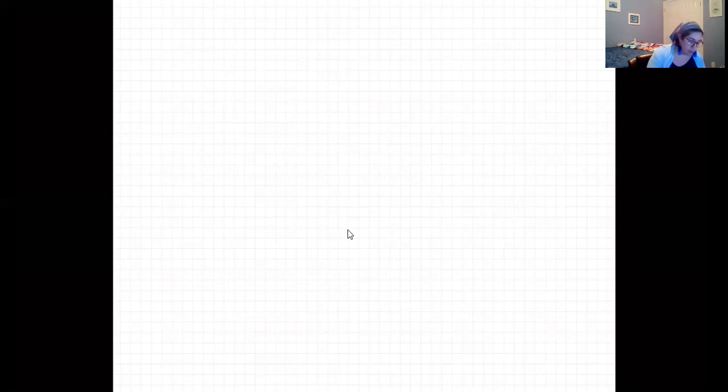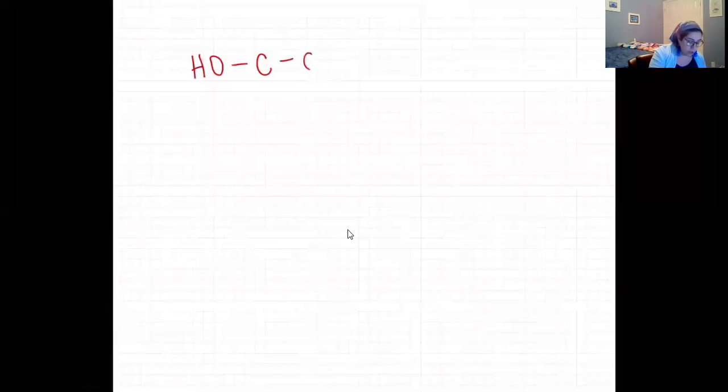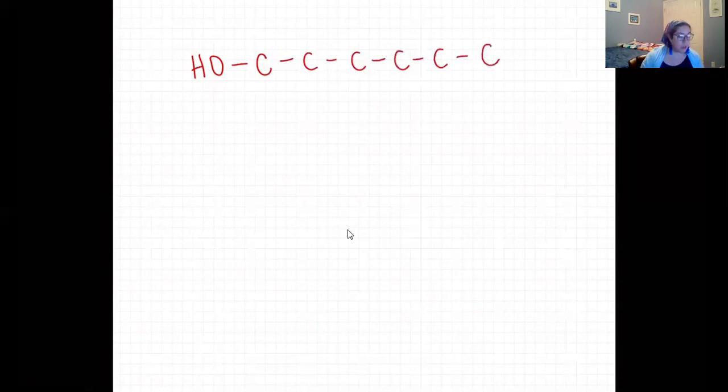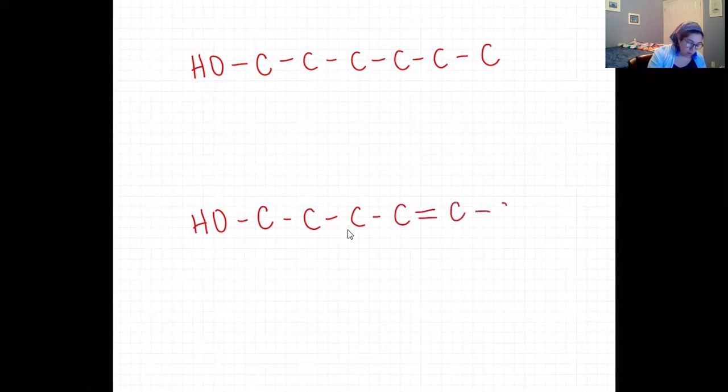Let's take a simple hydrocarbon, something like, let's say OH. Here's my first carbon, and let's just do C6. So 6 carbons, C1, 2, 3, 4, 5, 6. And then we're going to do the same thing. C1, 2, 3. But here I'm going to add a double bond and show it with 2 lines. So 1, 2, 3, 4, 5, 6. And that's the difference between these two.